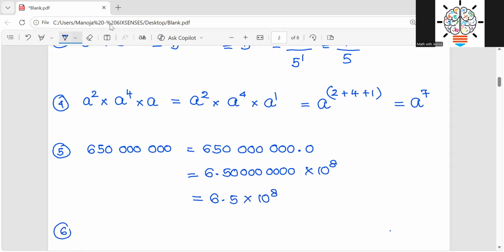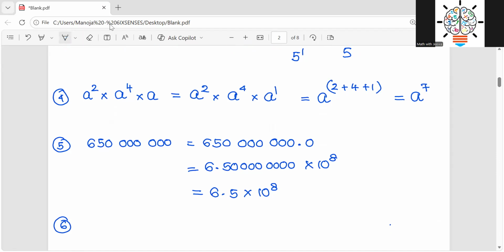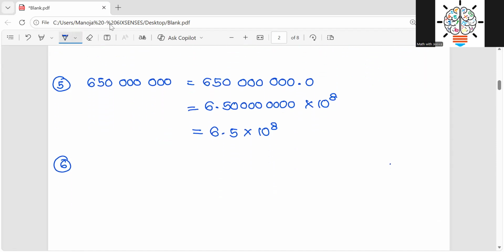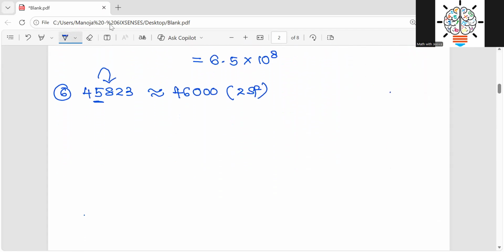And then question number 6. You want to correct the given number to 2 significant figures. You have 45,823. This is the second significant figure. Look at the next number. If it is 5 or more than 5, you need to add 1. So here you need to add 1 to the underlined number. So that becomes 46, and the rest of the digits will be zeros. And here you write 2 SF. Right? So then question number 7.